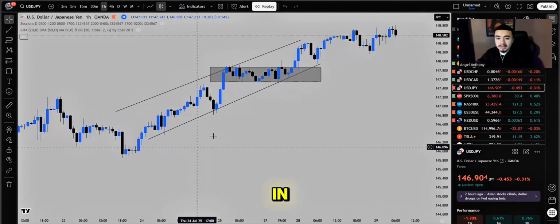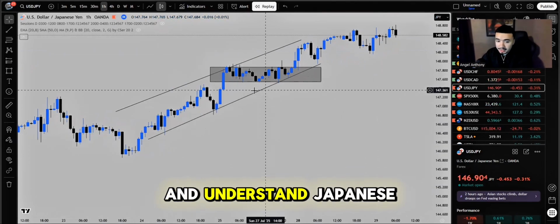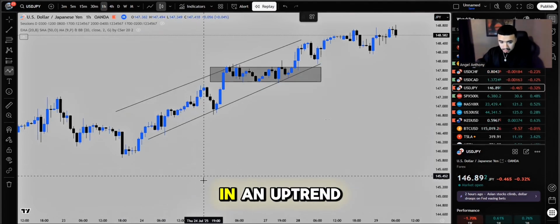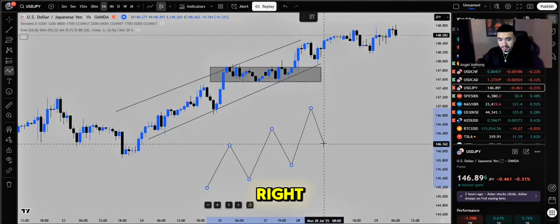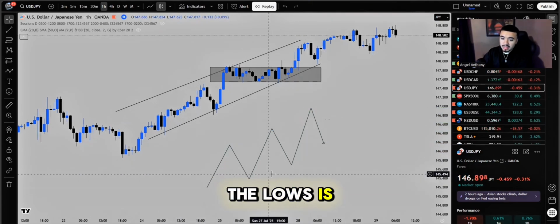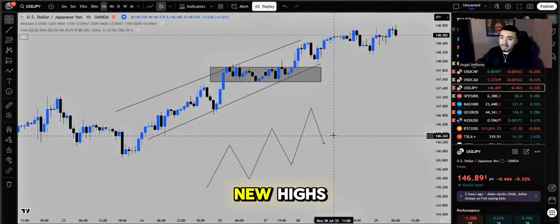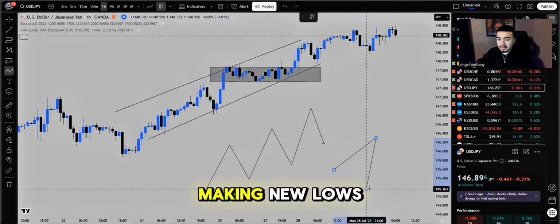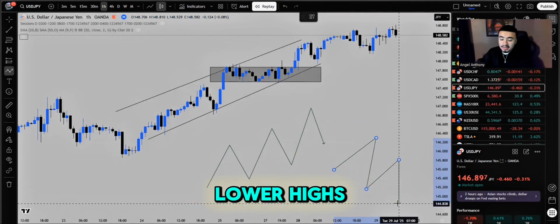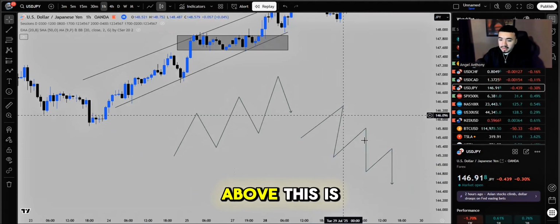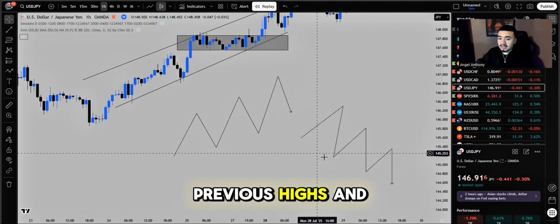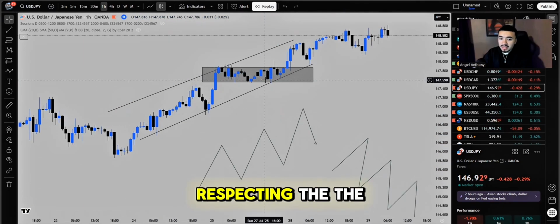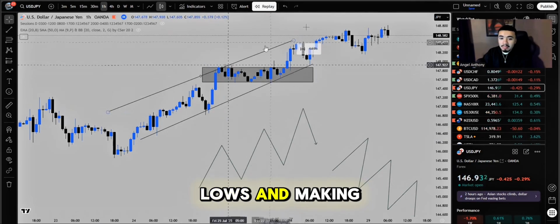But this is where patience comes in. You have to read market structure and understand Japanese candlesticks. But as long as it's respecting the lows and respecting the highs, and it's literally in an uptrend like this, right? Where it's respecting the lows, is not making new lows, and it's breaking new highs. It's an uptrend. If it's sell-offs, right? It's making new lows, respecting the previous lower highs, and so on, right? It's not breaking above. This is a downtrend, so it's not breaking above the previous highs, and it's making new lows, right? Making new lows. Same here, uptrend, respecting the lows and making new highs.